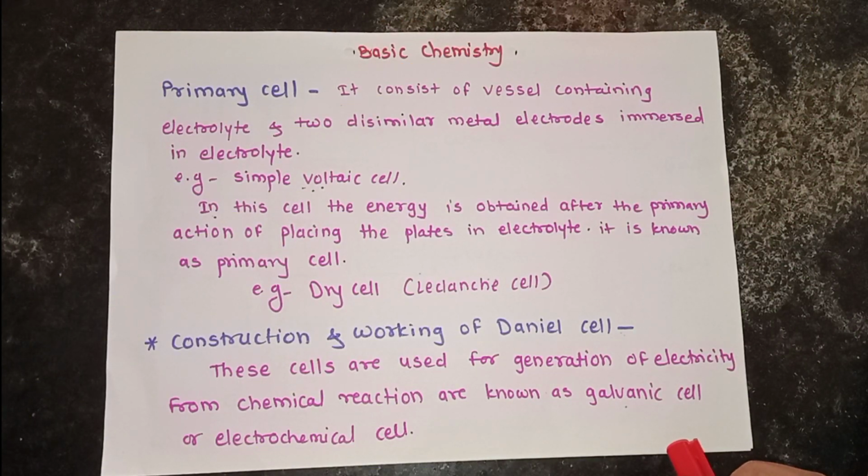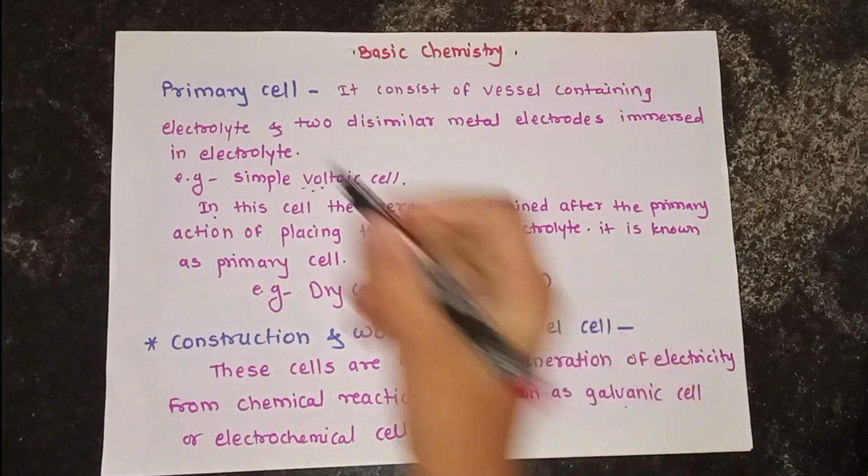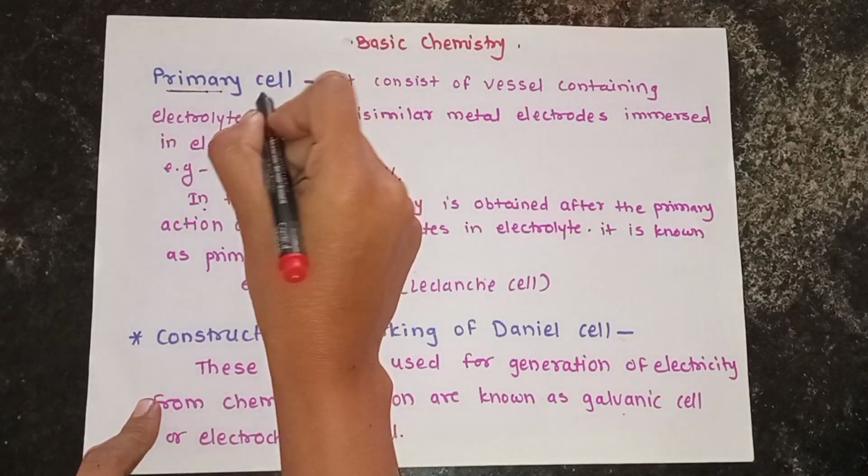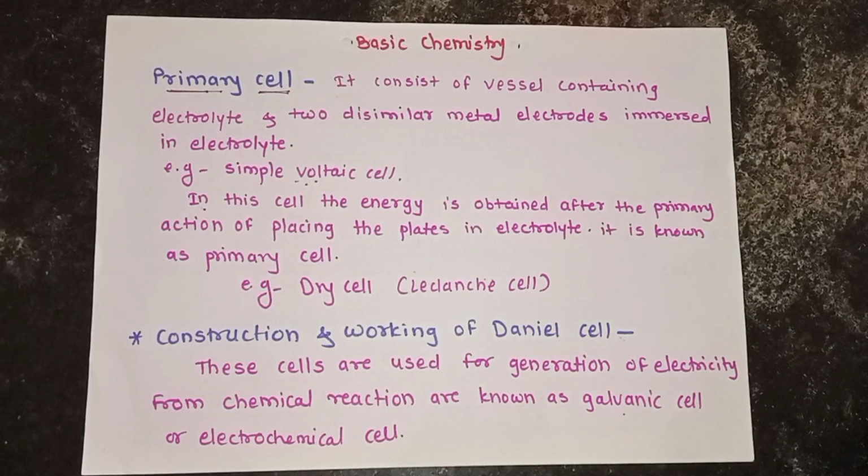In the previous session, we discussed Faraday's first law and Faraday's second law of electrolysis. In today's session, we discuss different electrochemical cells. These electrochemical cells are generally of two types. The first type of cell is the galvanic cell and the other type is the electrolytic cell.